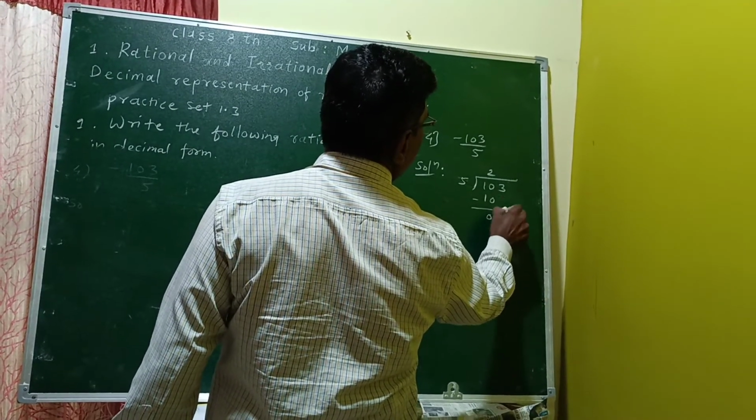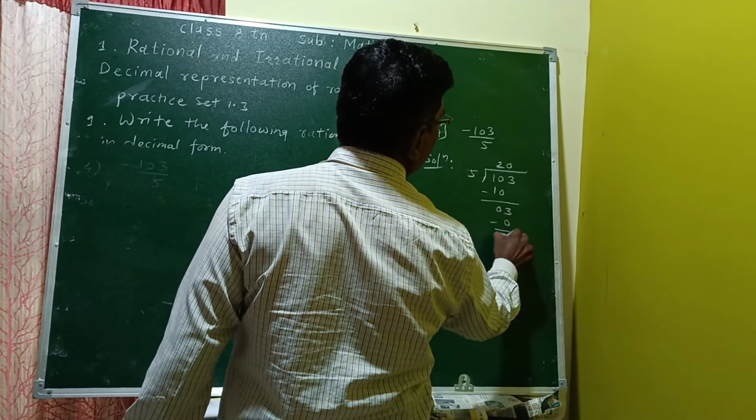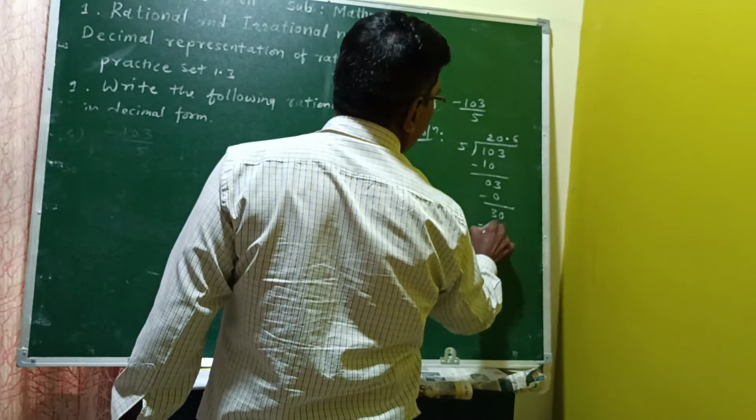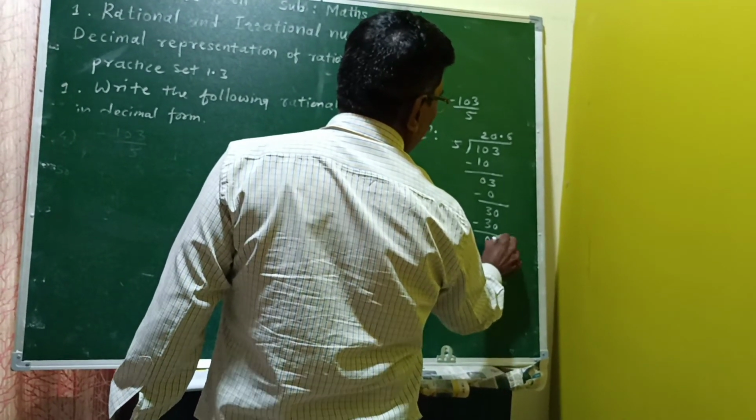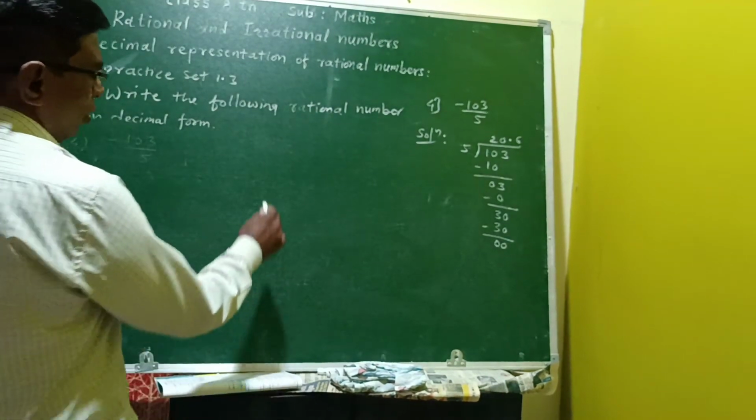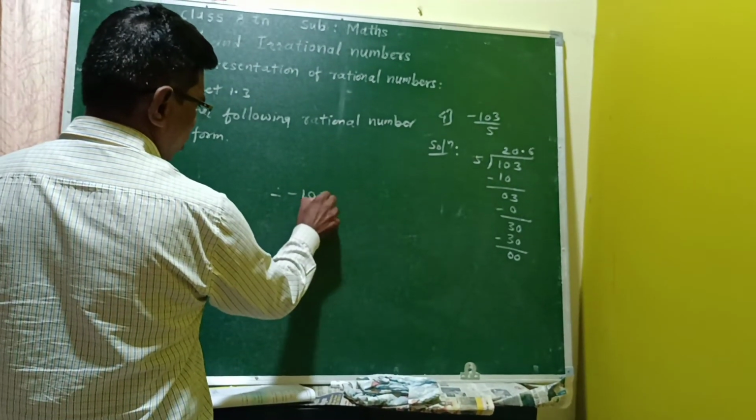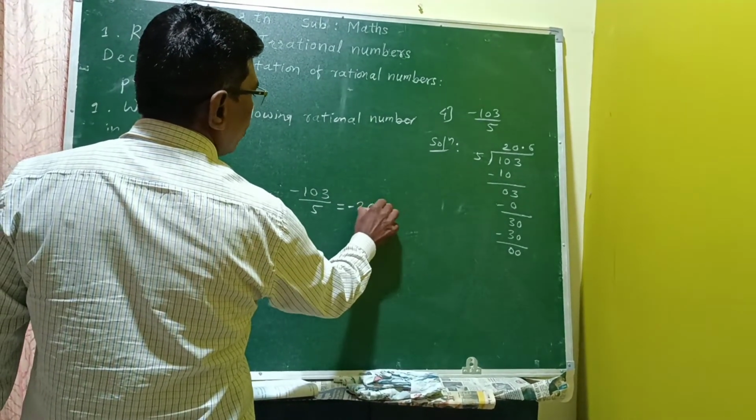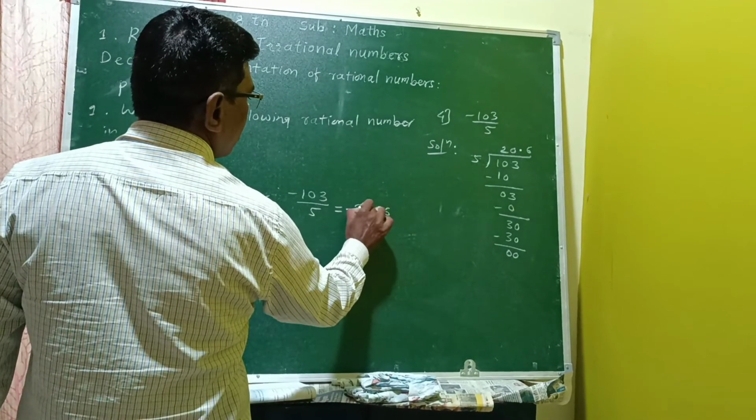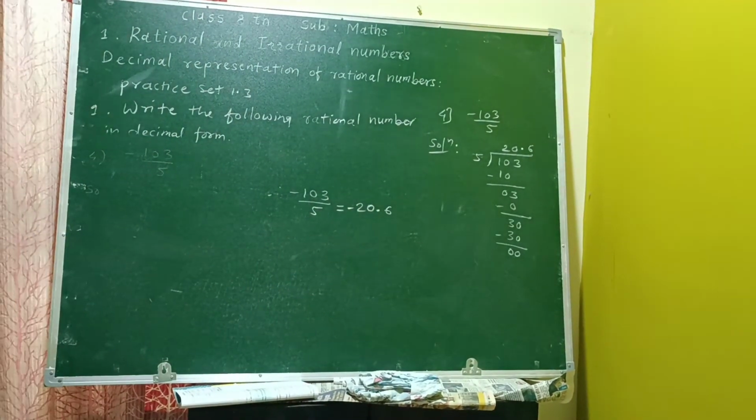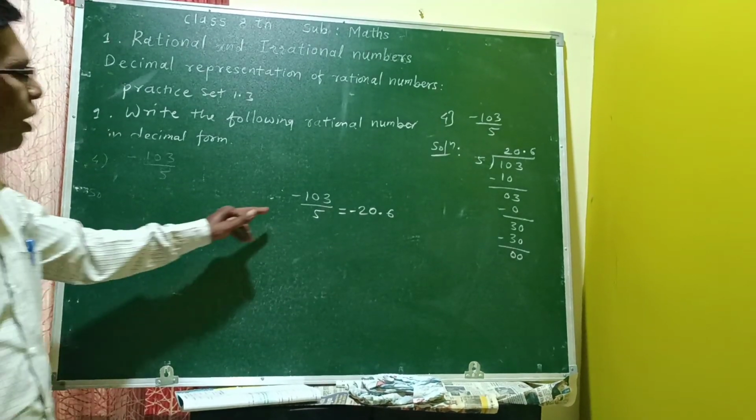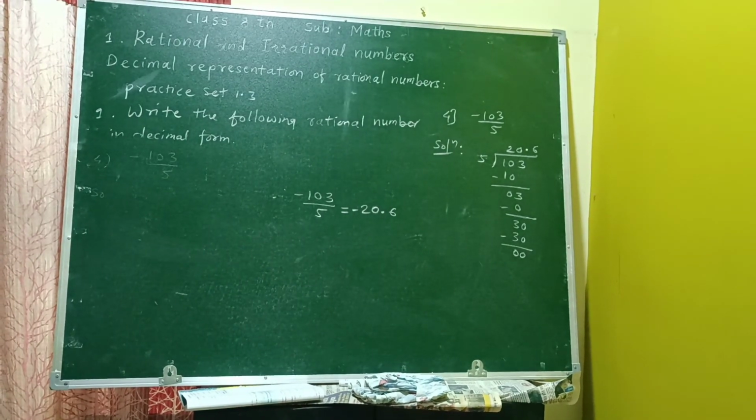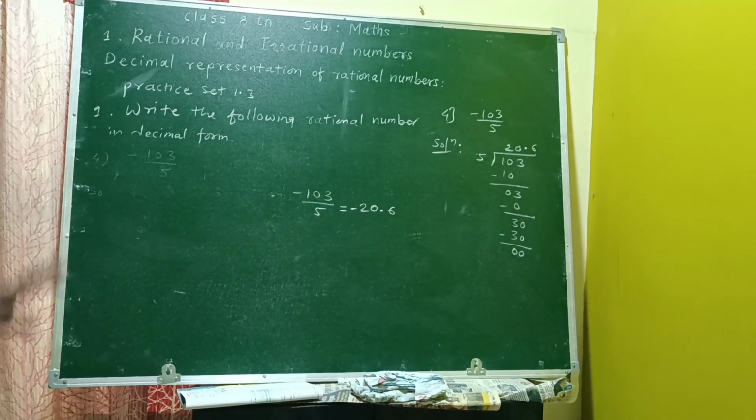Remainder is 0. Now take 3. 5 0s are 0. Remainder is 3. Now take 0 and put a point here. 5 6s are 30. Remainder is 0. Here the process of division ends. Therefore, minus 103 upon 5 is equal to minus 20.6. Therefore, this is a terminating type of decimal representation. In this way, you have to solve the remaining examples of exercise 1.3.